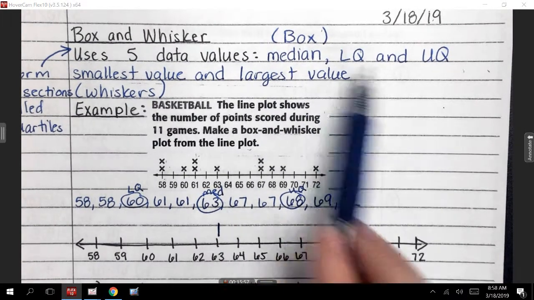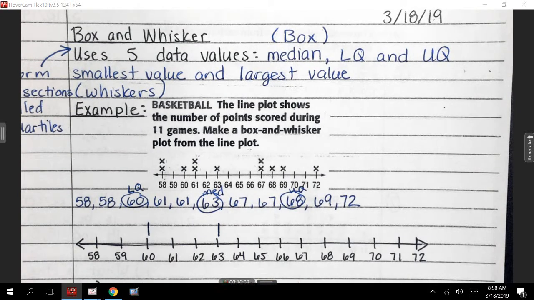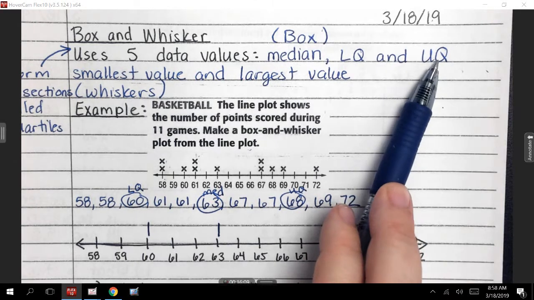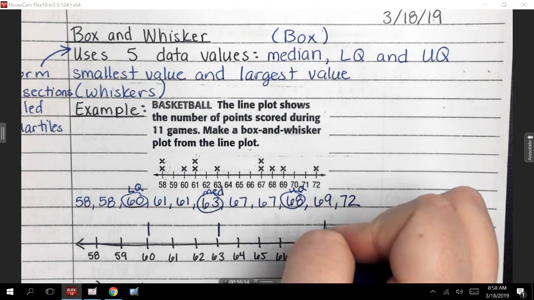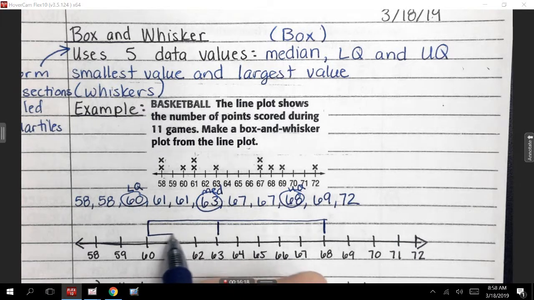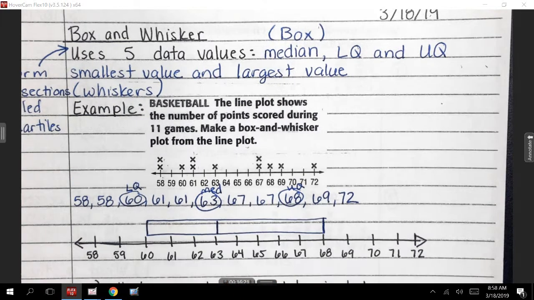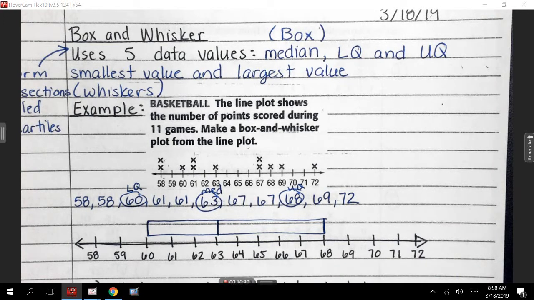What else do I need? The lower quartile. So where 60 is, I'm going to draw a line. Because at the end of this, guys, I'm going to be able to connect the lines to make a box. That's why I'm drawing lines right now. Okay, and then I need my UQ, which is at 68. So there's 68. I'm going to draw a line. And now I'm just going to connect these. Okay, so y'all see my box? Are we okay with that? So there's the box. And it's split in half because that's the median. Are we okay with that?